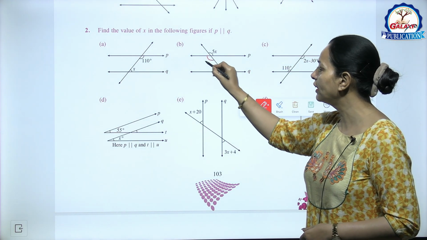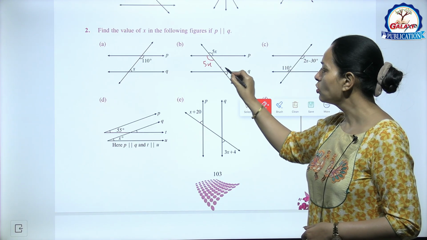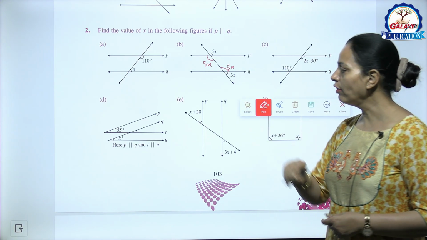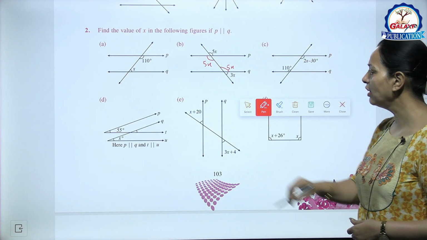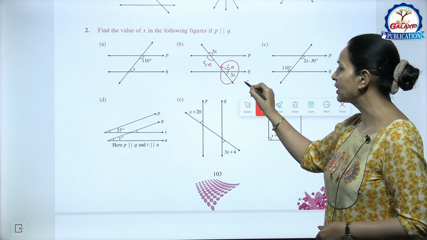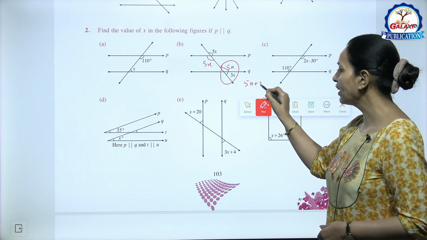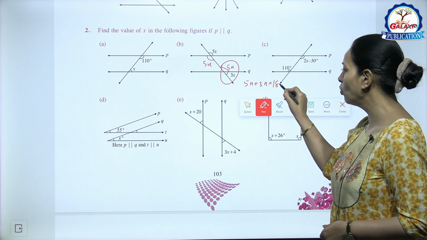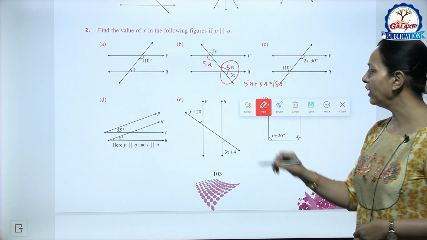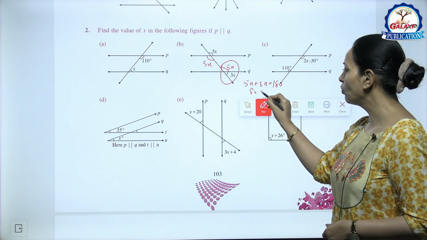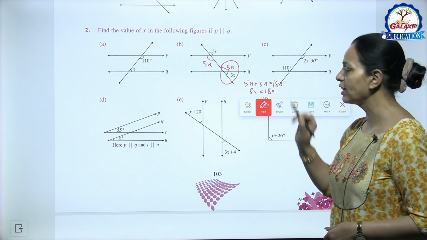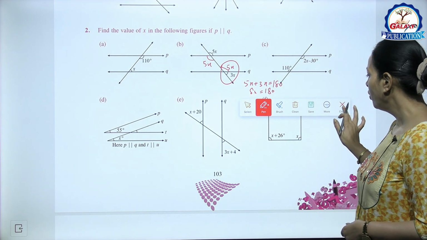So we take an angle like this. This is 5x, so this is also 5x. Okay, alternate interior angles. Now 5x plus 3x, these are adjacent angles on a straight line, so their sum is 180 degrees. So 8x equals 180, and from here we can find x, right?